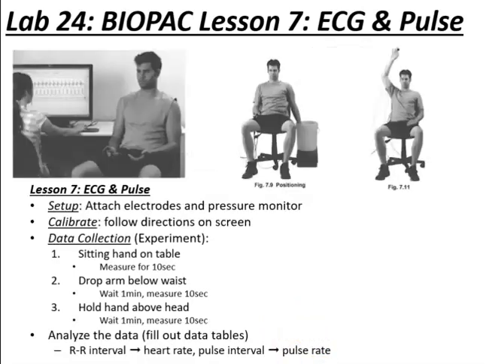So here are the different conditions that we would have the volunteer going through: them sitting at the table with their hand on the table about the level of the heart, and then having them sitting with their arm below their waist, and then sitting with their hand above their head.